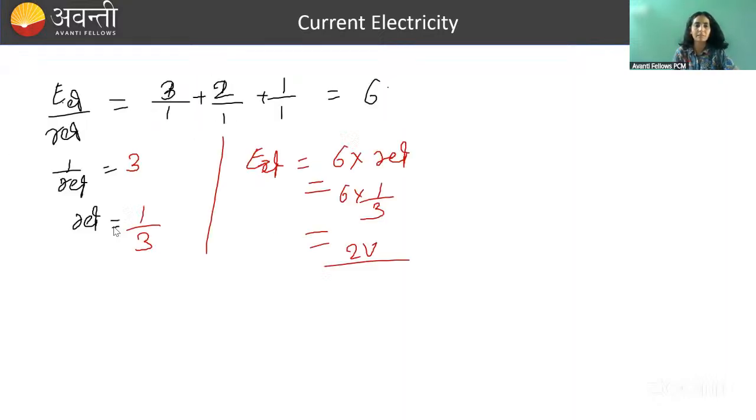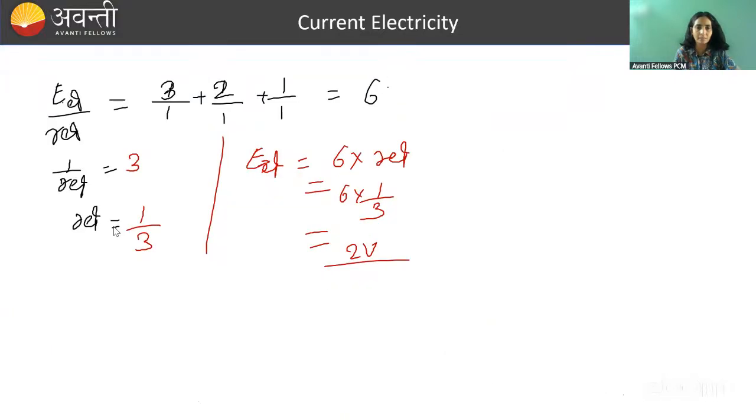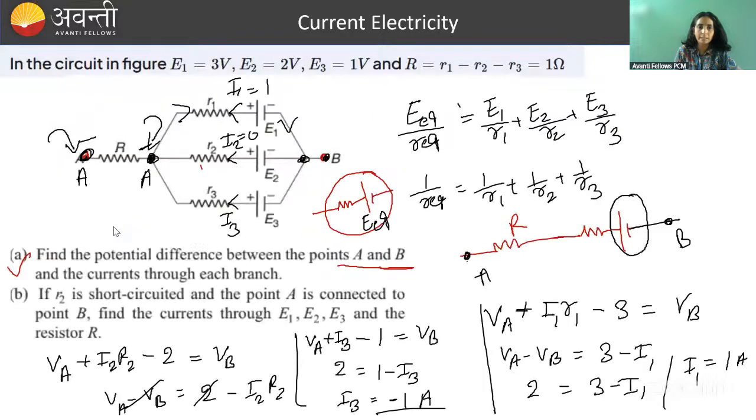What will happen in the second case? Second case में हमसे क्या कहा गया है? If R2 is short circuited and the point A is connected to point B, find the current through E1, E2, E3 and the resistor R. Now the case is like this. This R2 is short circuited. Short circuited का मतलब क्या हुआ? यहाँ पे अगर आप ध्यान से देखो, इस branch में R2 short circuit कहने का मतलब, you are connecting it with a wire like this.